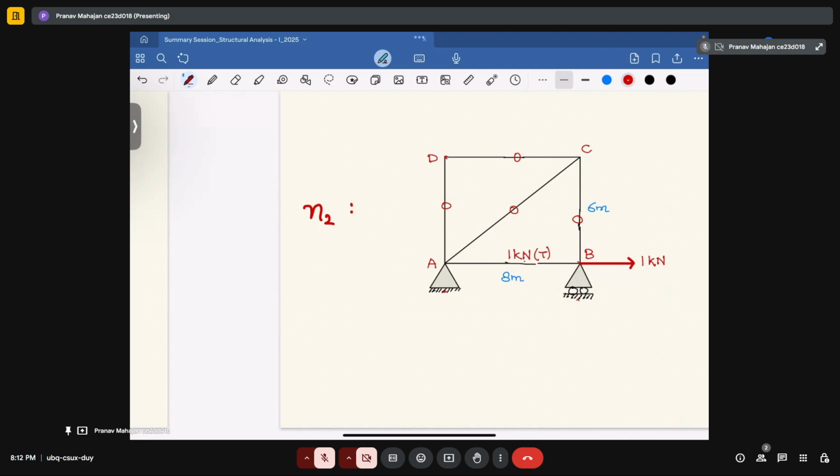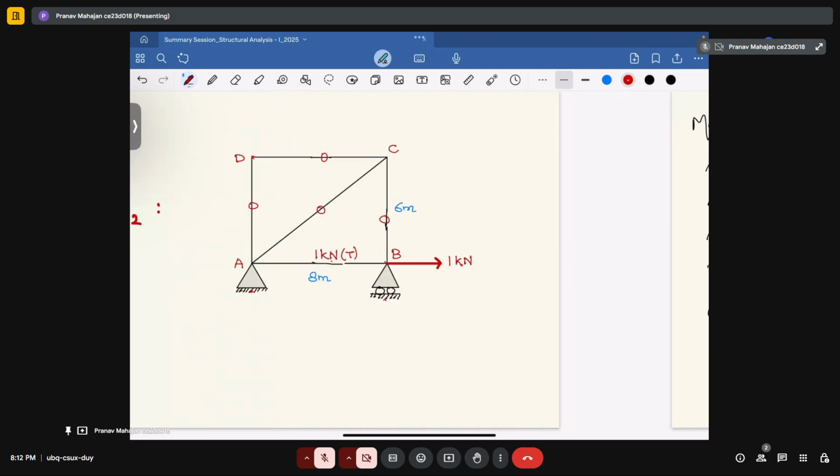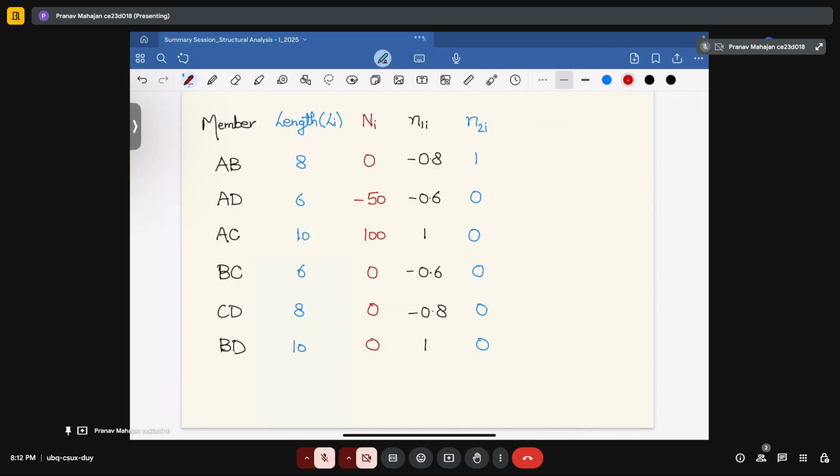Whereas when you apply 1 kilonewton due to the horizontal reaction force, which is taken as redundant, you will get only 1 kilonewton in tension, whereas all the other members will be zero force members. Okay. Now we have made one table. First, write all the lengths of the members. Then you write Ni, which will give you the values of forces in the members after removing the redundant forces due to the application of external forces.